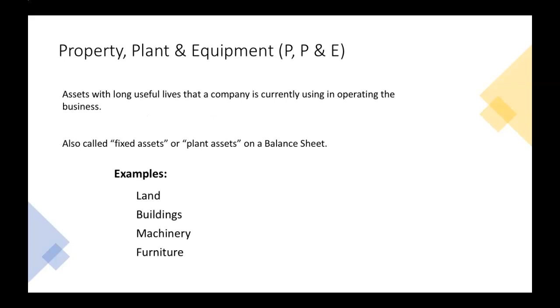Property, plant, and equipment. You could also see this be called PP&E. So these are long-term assets. These are fixed assets, plant assets. This is land, buildings, machinery, furniture, any sort of equipment, right? Assets that a company expects to have for a long period of time.